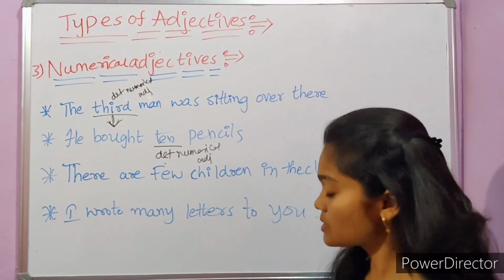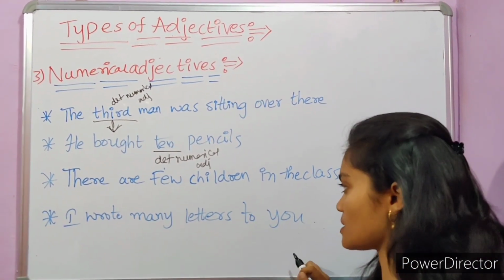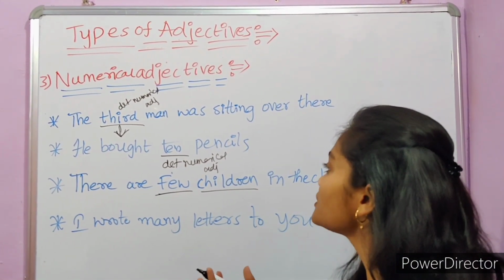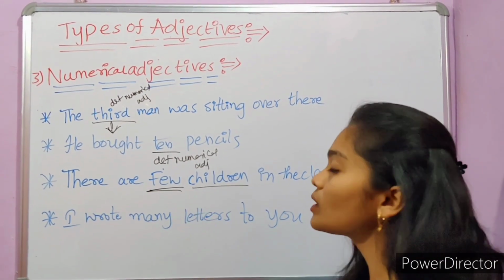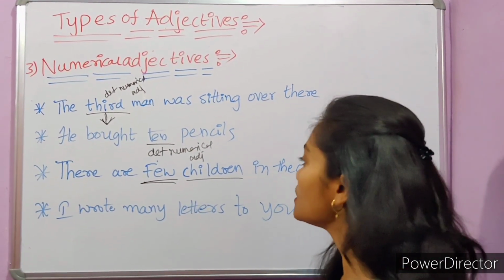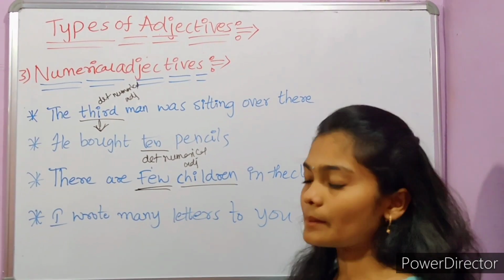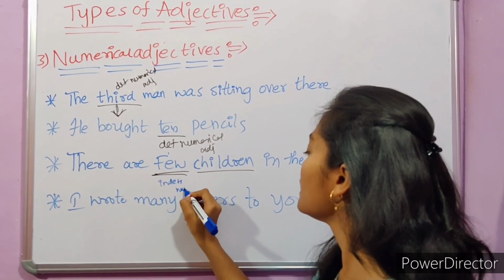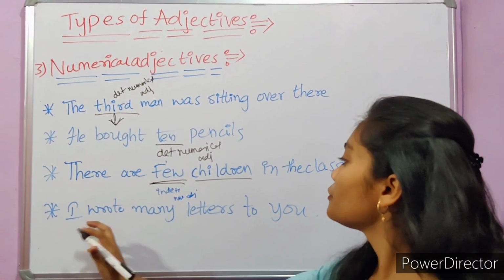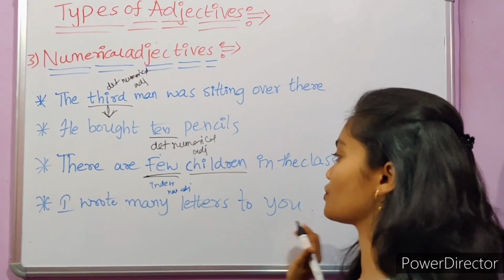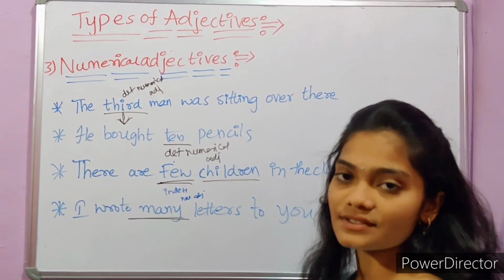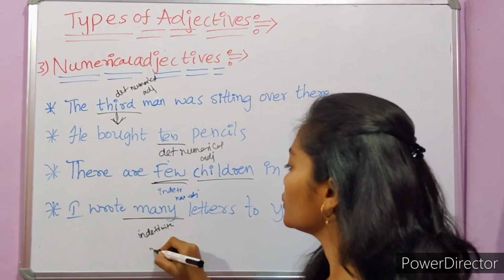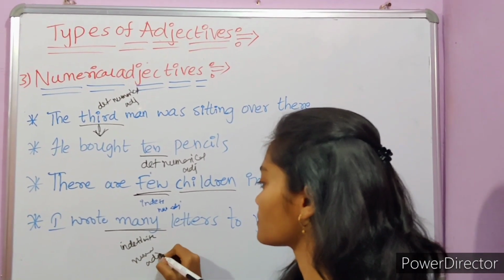In the third sentence, there are few children in the class. Few children. That means there is no specific number. Few does not tell us the specific number. It indicates an indefinite number, so it is an indefinite numerical adjective. In the fourth sentence, I wrote many letters to you. Here many does not give an exact number, so it is also an indefinite numerical adjective.